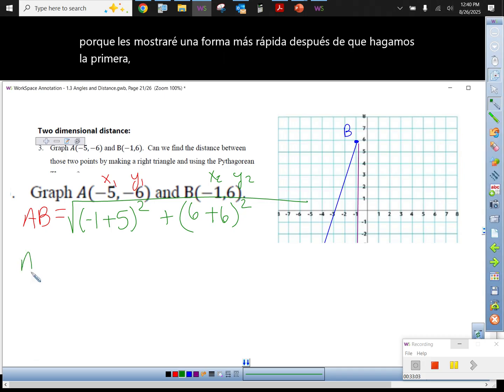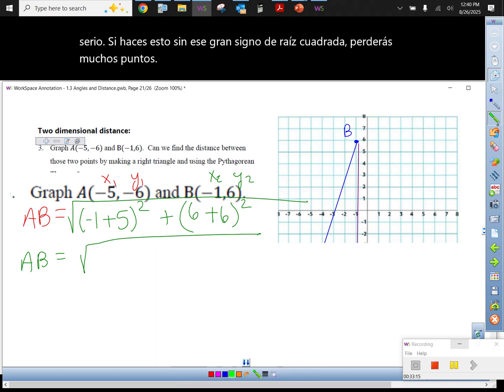So we're going to bring the distance from A to B down. Big old square root sign needs to be around it. I am serious. If you do this without that big old square root sign, you're going to lose a lot of points. I need to do what's inside the parentheses first. That's what the order of operations tells you.